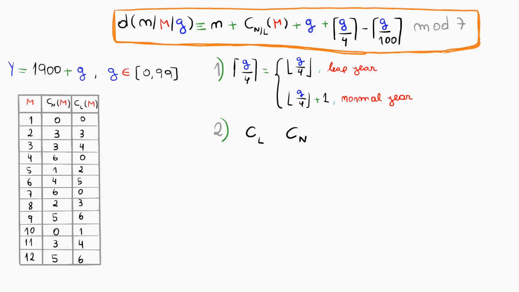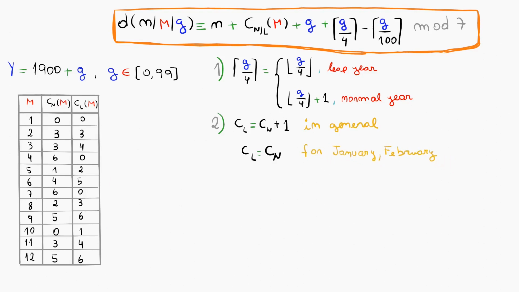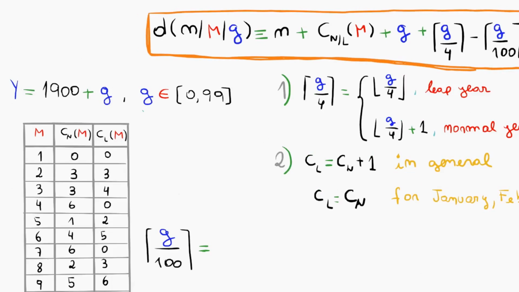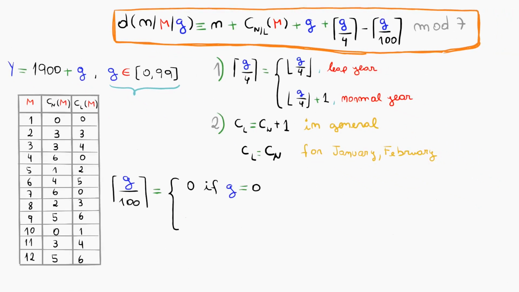We know that C of L is greater than C of N by 1 unit for the months of March to December, while they are equal for the months of January and February. This is our second important point, which we will use later. On the other hand, the ceiling function term of g over 100, knowing the possible values of g, can take two values, being 0 when g is 0, and 1 in all other cases.